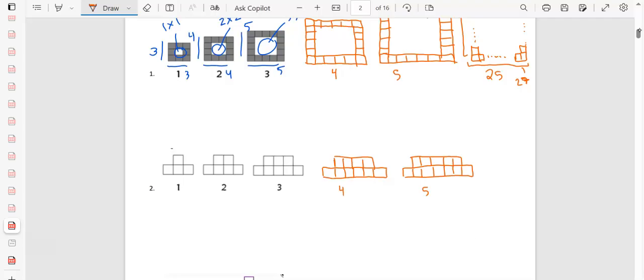And again, for the 25th term, I'm going to draw that down here because I'm running out of space. So I have 27 across again, and then I have 25 on top.